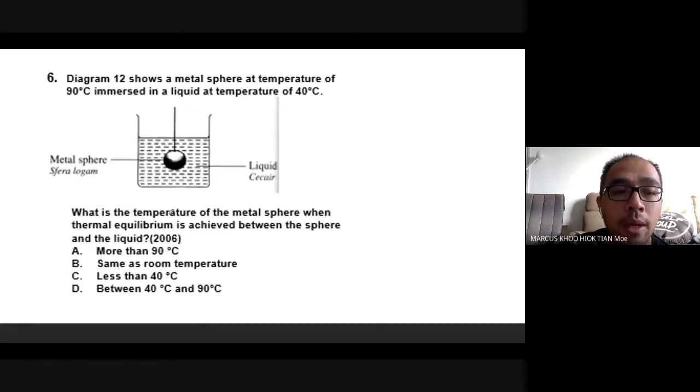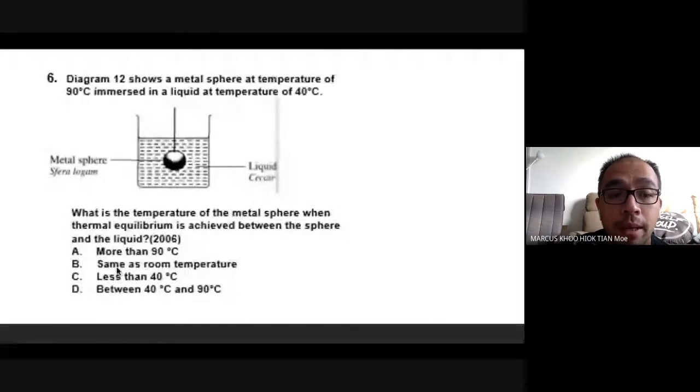What is the temperature of the metal sphere when thermal equilibrium is achieved between the sphere and the liquid? The metal sphere is 90 degrees, it's hot. The liquid is 40 degrees. So what is the temperature of the metal sphere?